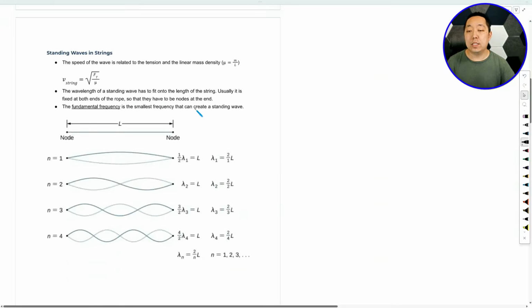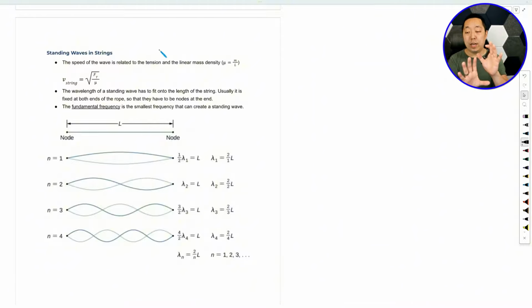Okay, so one of the few formulas we have in here is that for a string. So now we're talking specifically about a rope.